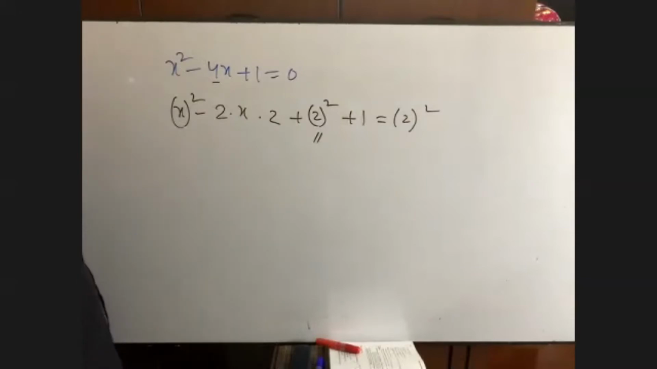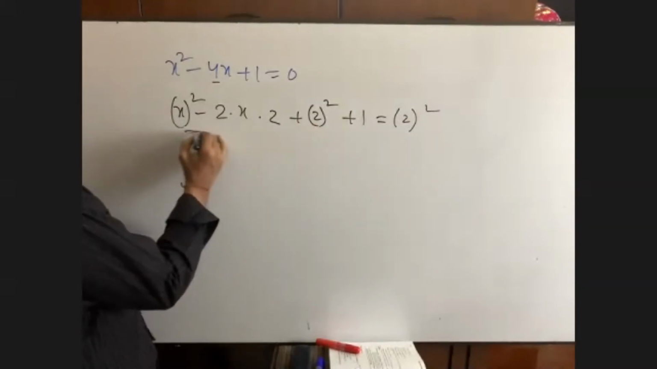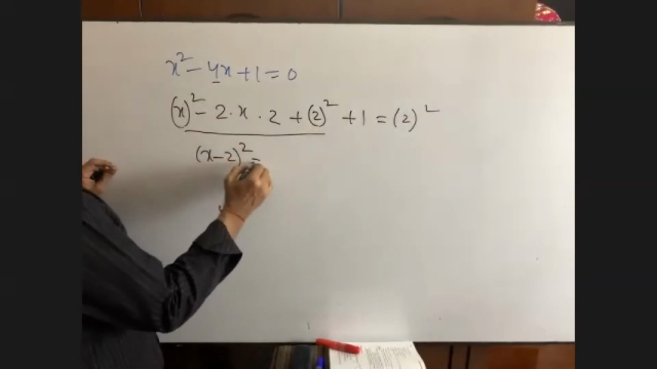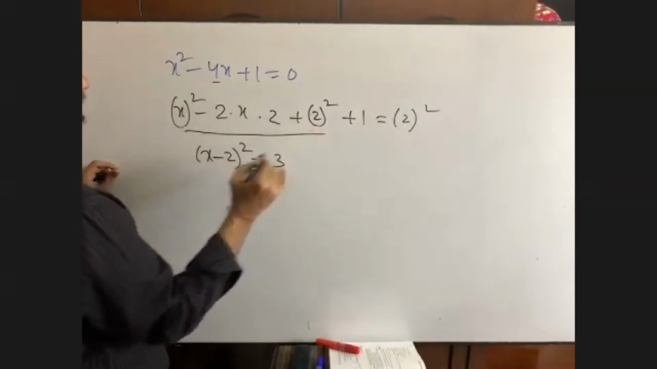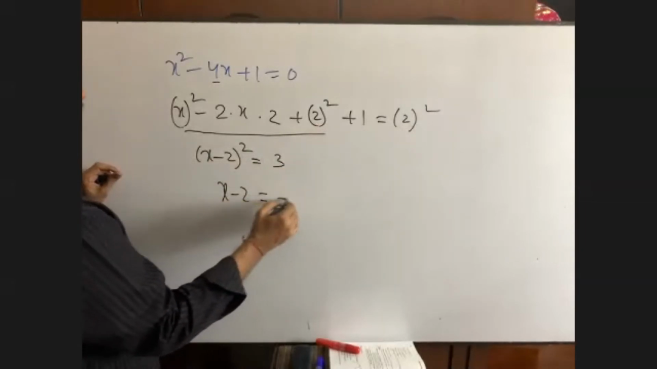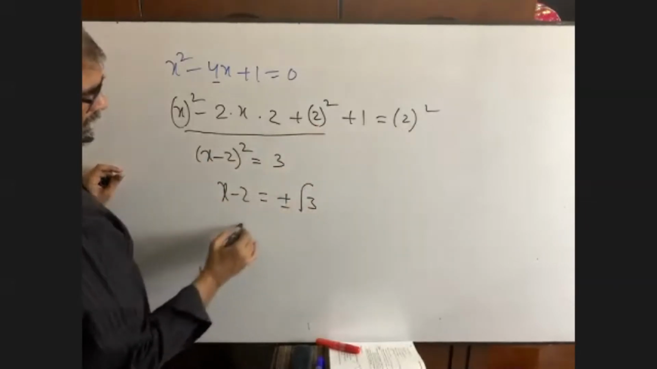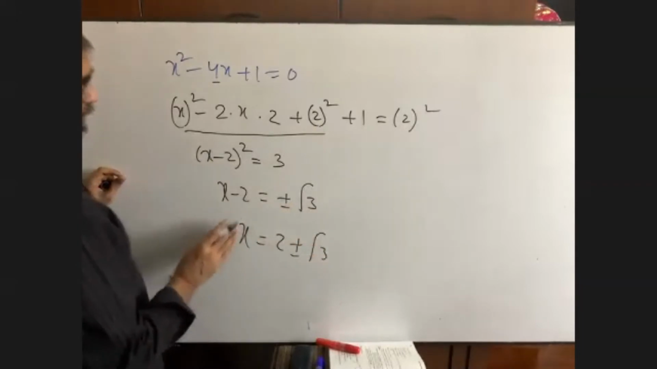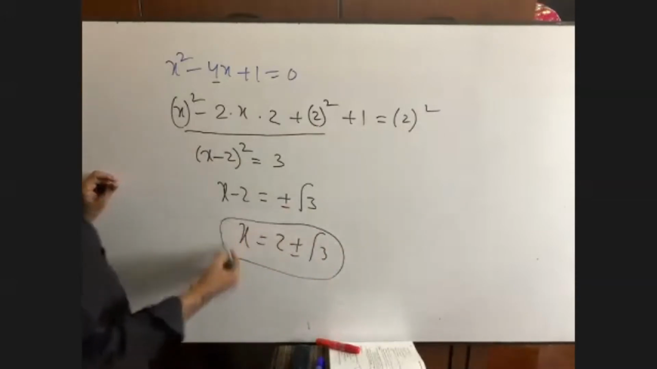Okay? As a result, we are getting this as a formula of a minus b whole square is equal to 4 minus 1, that is 3. So a minus b equals plus or minus root over 3. That is x is equal to 2 plus or minus root over 3. Can you remember, please? We had this answer.